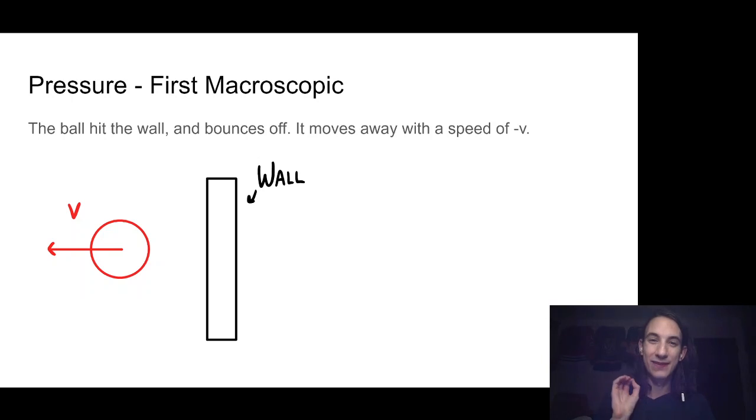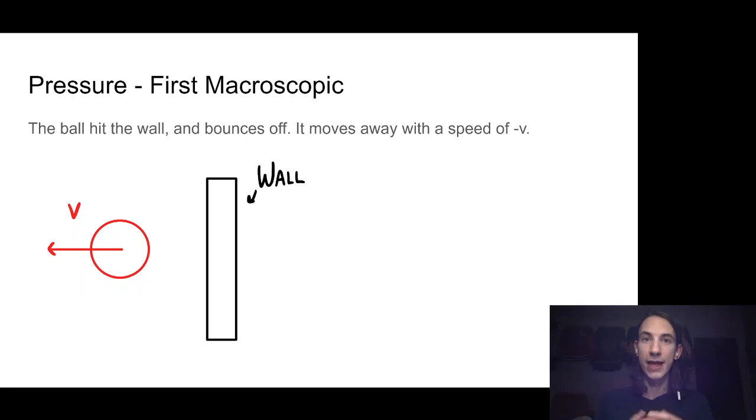So this ball bounces off the wall, and now it moves away with a velocity, not a speed, a velocity of negative v. And we say, well, this underwent a change in velocity, and we know that this ball has mass, so the mass stayed the same, the velocity changed. This object had a change in momentum. The momentum of the object changed. The velocity went from positive v to negative v.